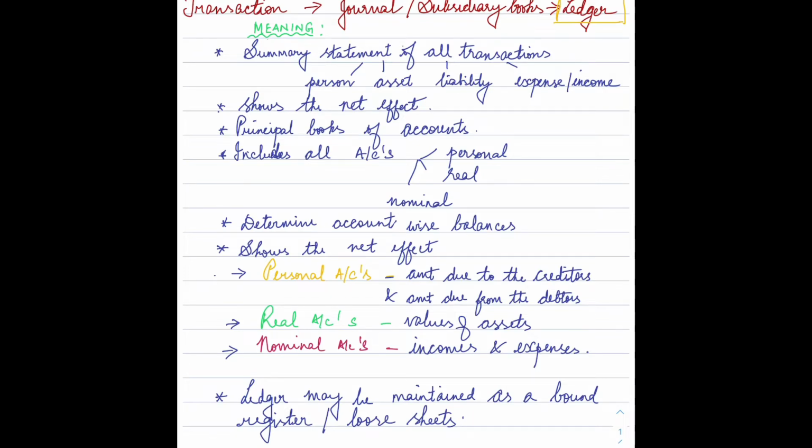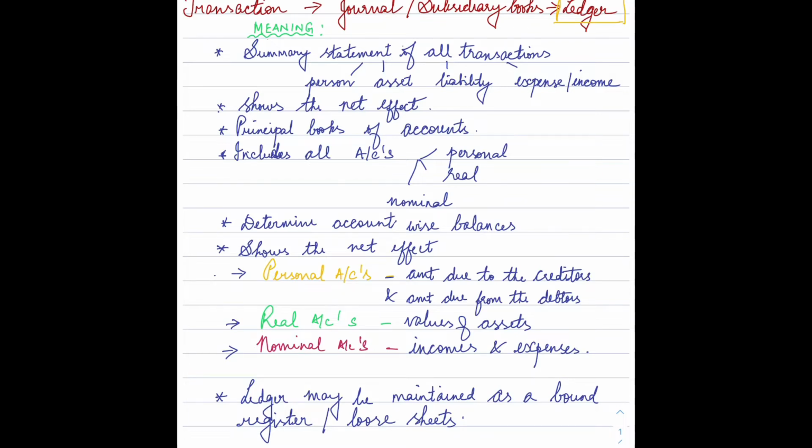Also, cash book is a subsidiary book, in the sense that all cash transactions will be recorded under the cash book. This topic we will be discussing later on under a separate heading. So let us now move into the meaning of a ledger. Ledger is nothing but the summary statement of all transactions relating to a person.